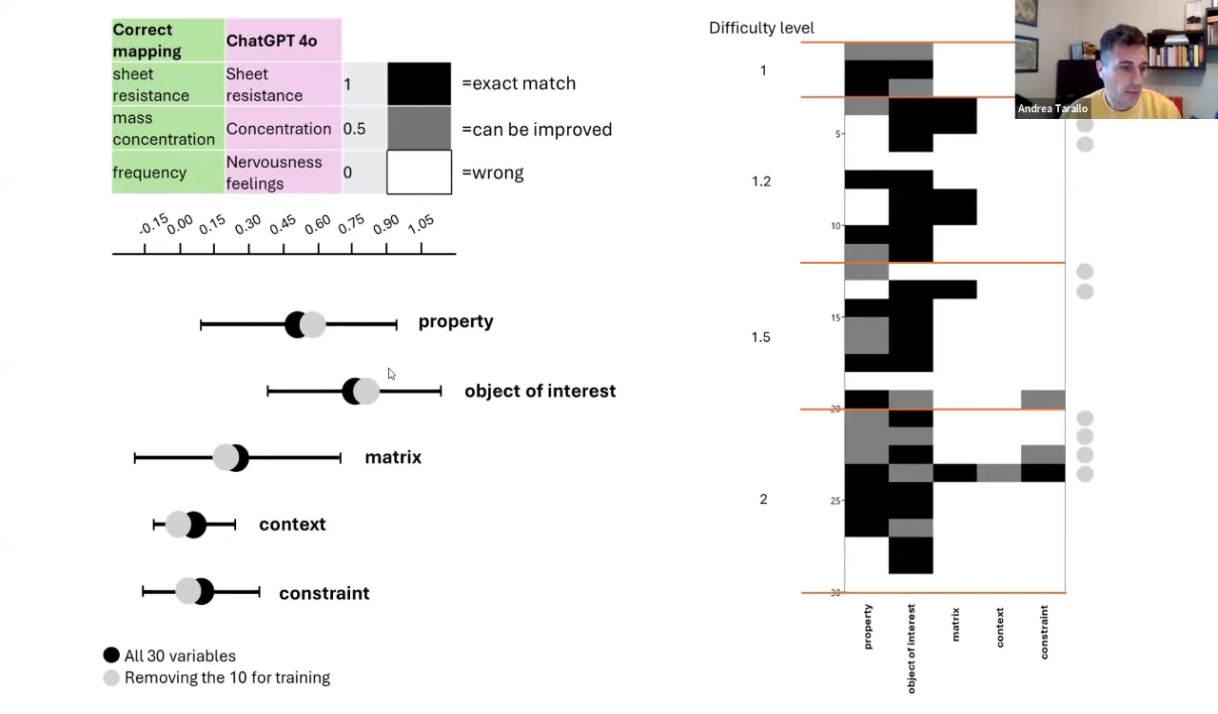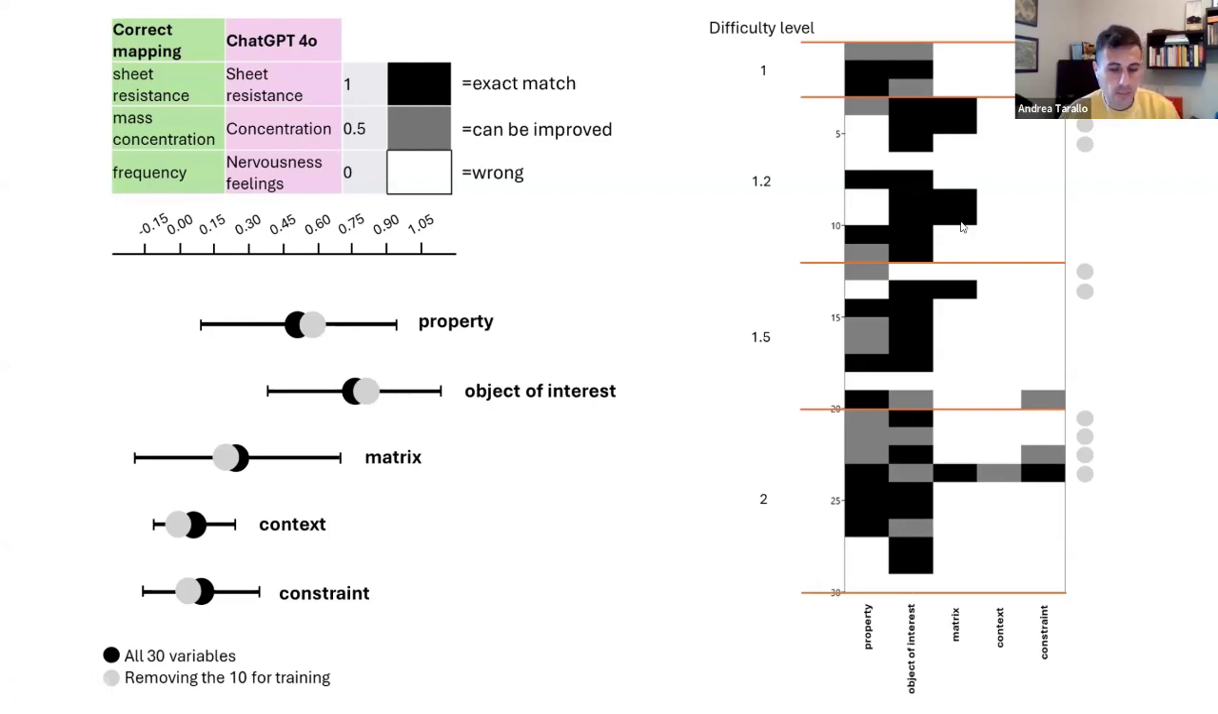In the first graph on the left here, I plotted the average for each category with the standard deviations. And you can see the property and the object of interest score fairly well, while the metrics, the context, and the constraints are below basically 0.3.